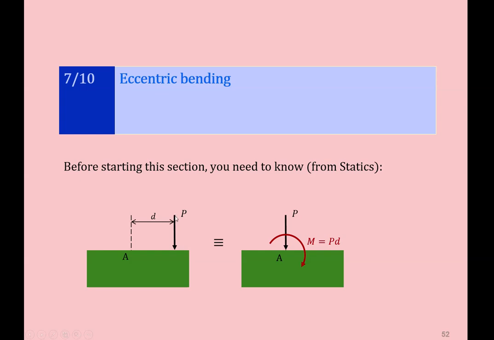For example, if we have the point load P applied here, at a distance D away, we have the equivalent description: if we want to move P to A, that moment, due to the arm distance D, is going to induce bending here. So basically the two situations are equivalent. In this section, we're going to apply these techniques quite often, applying the superposition principle.